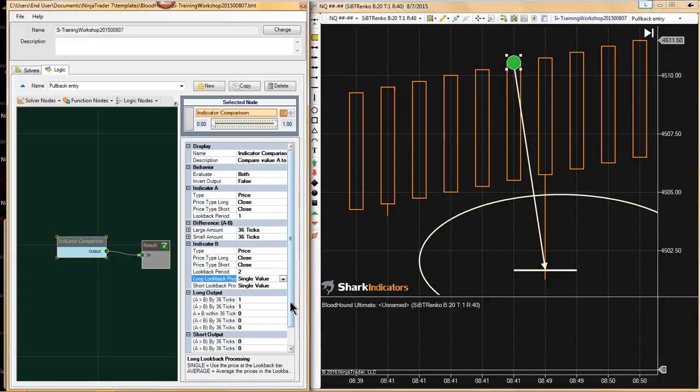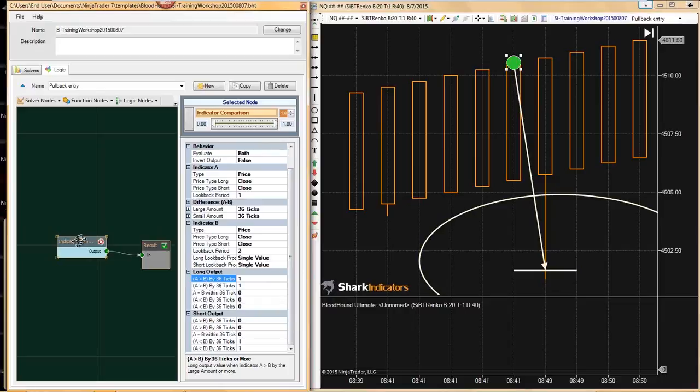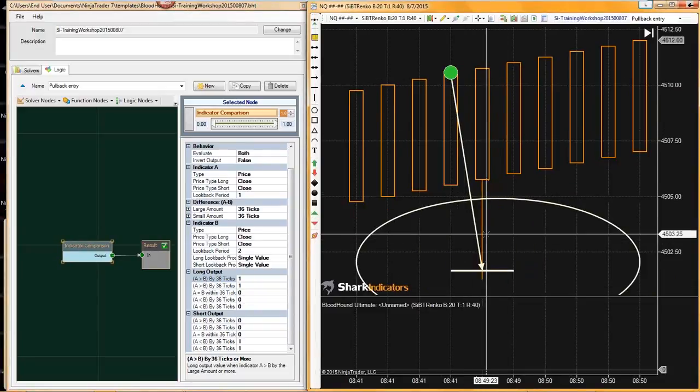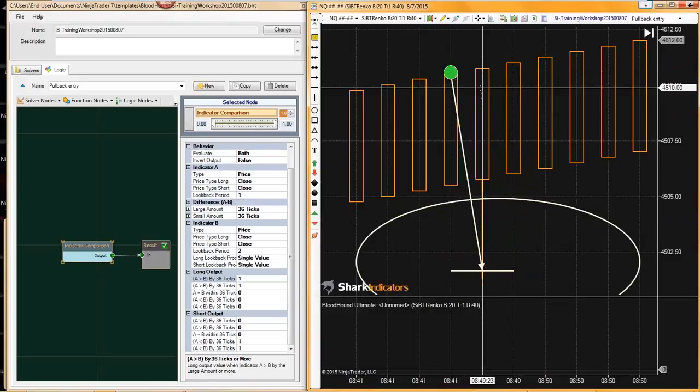I'm going to set this long output to, actually no, we'll just leave the outputs like they are. All right, so that's how it's going to work in real time. Now, of course, we're not going to see a signal here, because the bar has closed, so we're not looking at what's happening in real time.